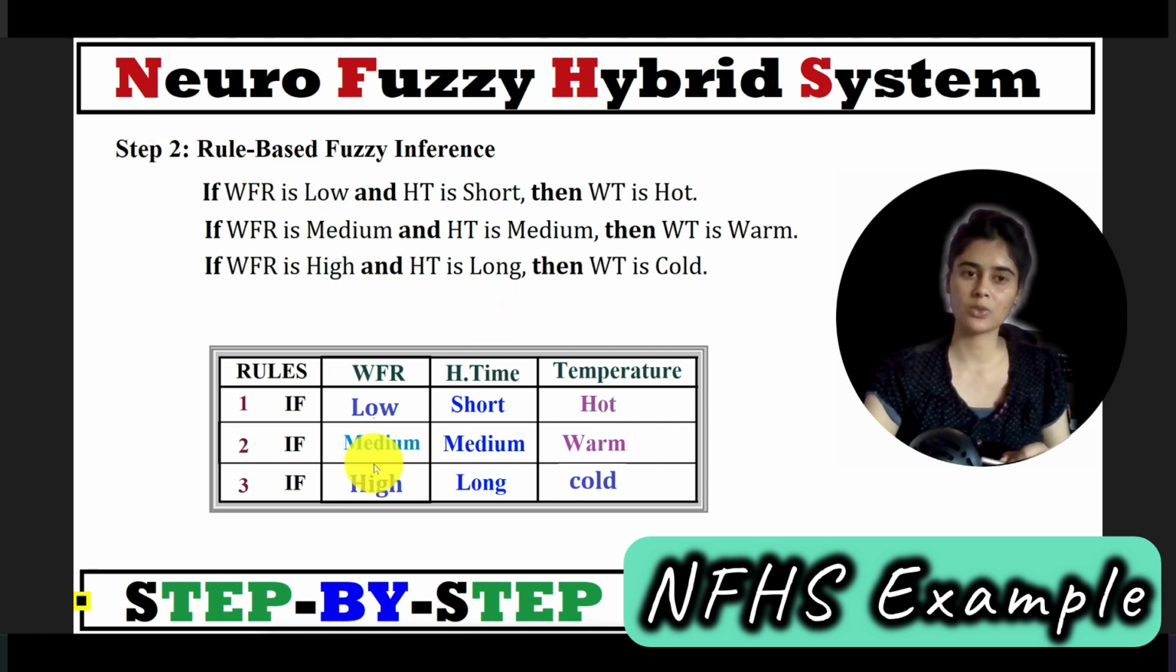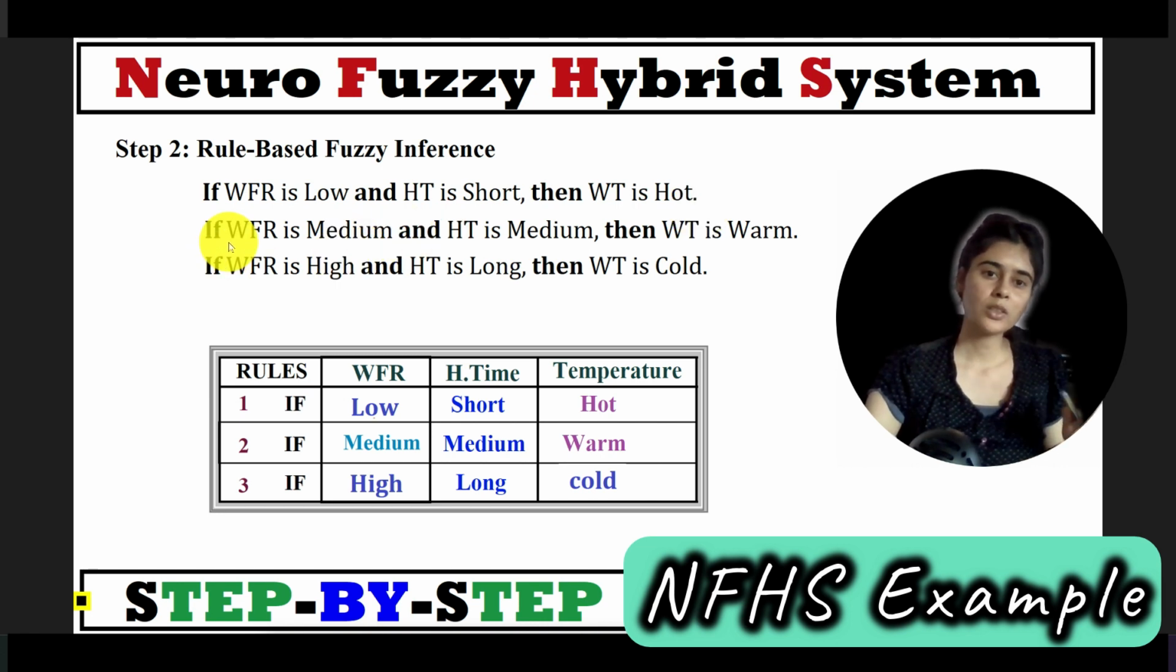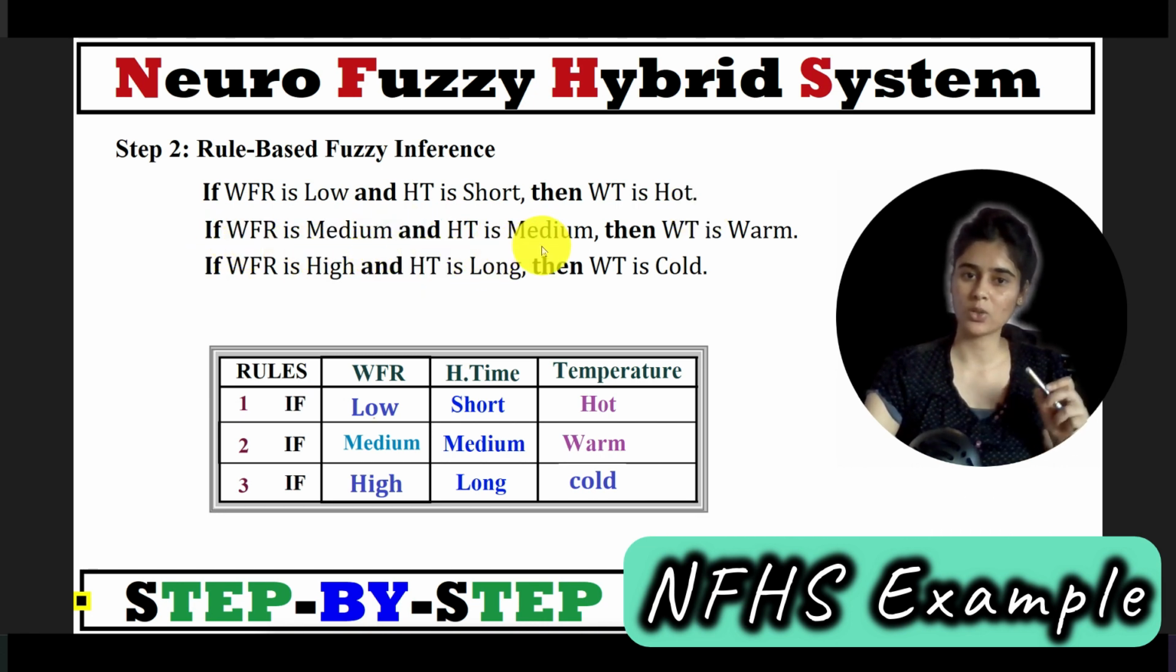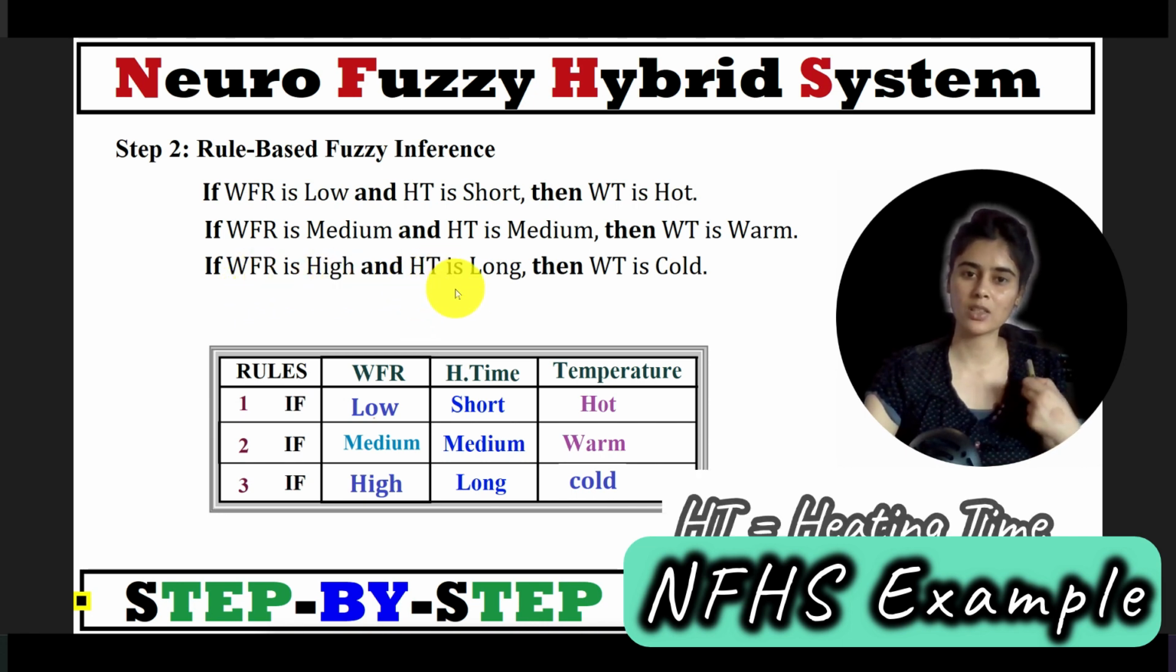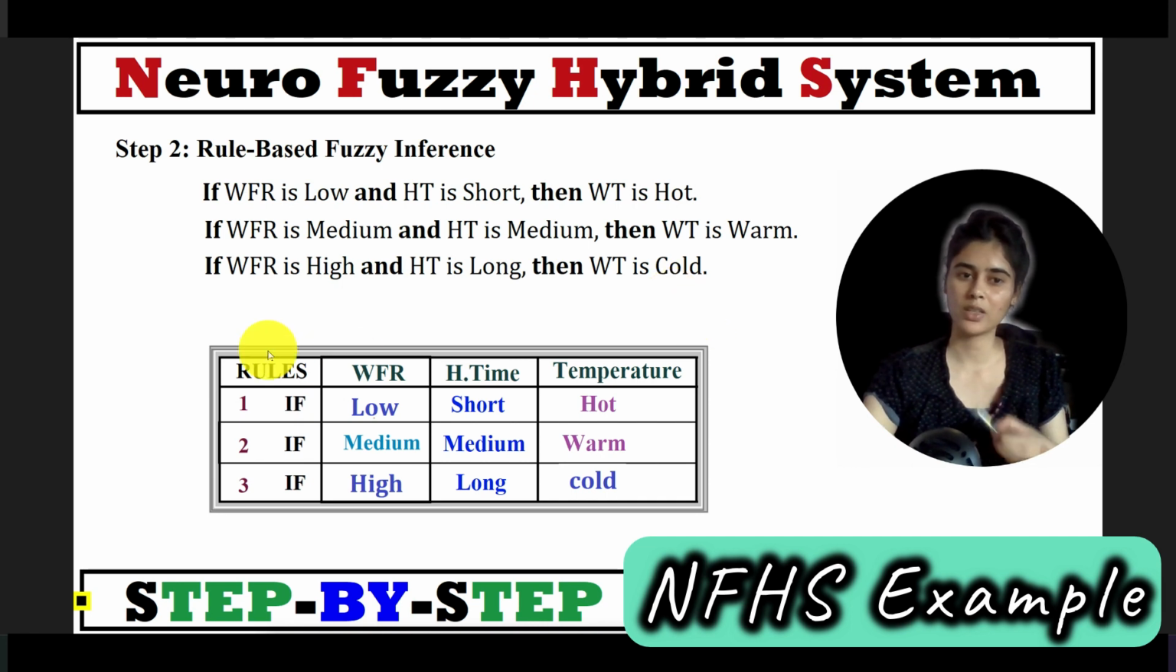So here we have different fuzzy rules. If the water flow rate is low and the heating time is short, then we will consider the water temperature hot. If water flow rate is medium and heating time is also medium, then the water temperature is warm. Third rule, if water flow rate is high and heating time is long, then the water temperature is cold. You can see, if water flow rate is low and heating time short, temperature is hot. If water flow rate is medium and heating time is also medium, then temperature is warm. The last one, temperature is cold when the heating time is long and the water flow rate is high.